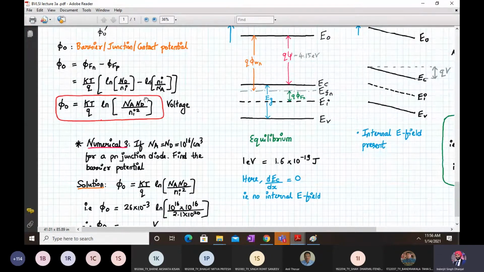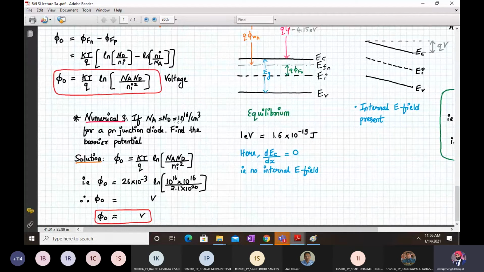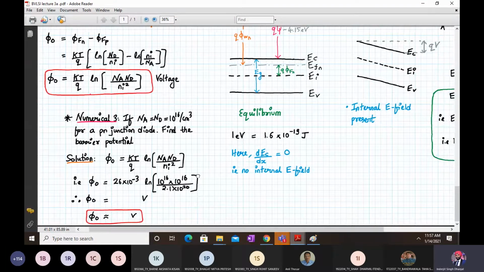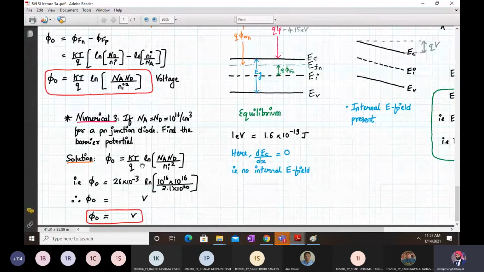So let's check this with this formula. Substitute NaNd as 10^16 for a p-n junction diode and find the barrier potential. So if the doping at the p side and the n side is 10^16, what is the barrier potential? Just substitute in this formula and tell me the answer for phi naught. The formula is kT by q natural log of NaNd divided by Ni square. Remember last lecture I gave you the value of Ni square also, and kT by q is 26 millivolt.